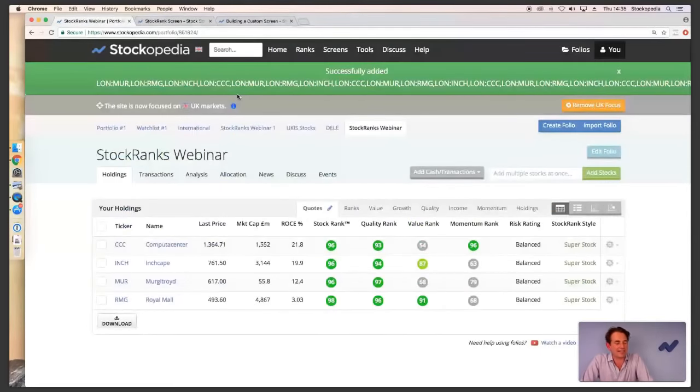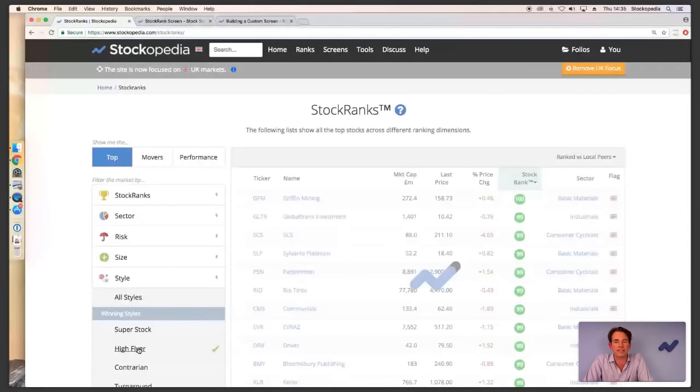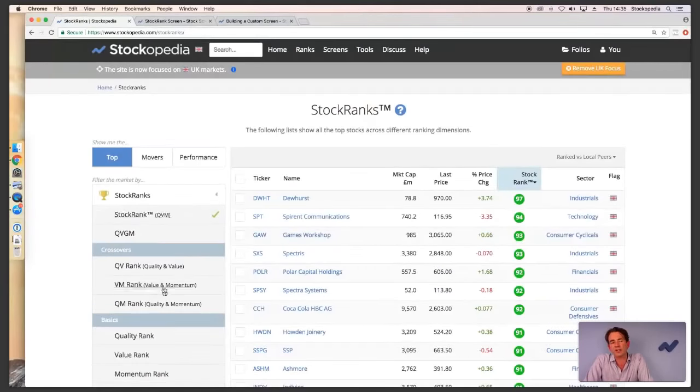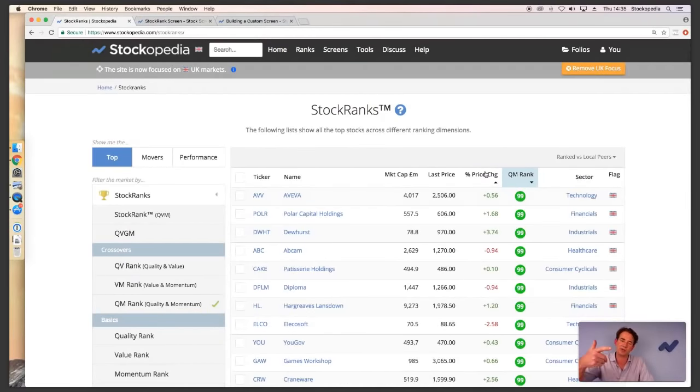And I did show you a variety of things. One little tip for people that do like focusing on a specific style of investing. I know there are a lot of people who like focusing on high flyers in the community. And if you are doing this, it's worth coupling that style with a crossover rank, which might be more aligned with it. So, I was talking about styles having 2 or 3 rankings going for it. You can think of high flyers, I would use the QM rank; contrarian stocks, the QV rank; turnarounds, the VM rank. And that's quite a useful tip.